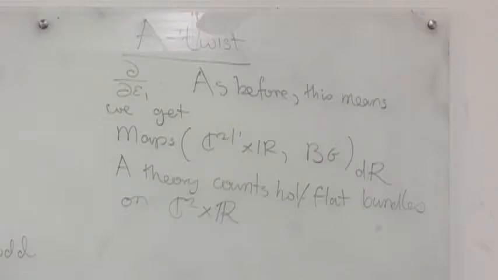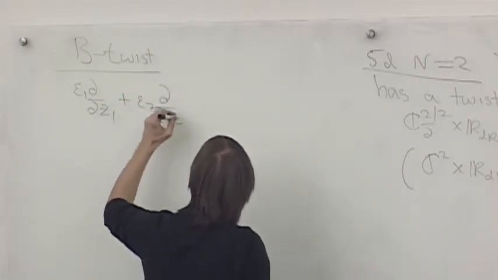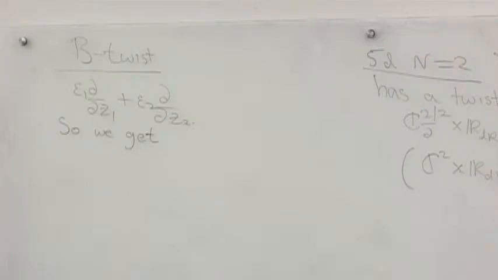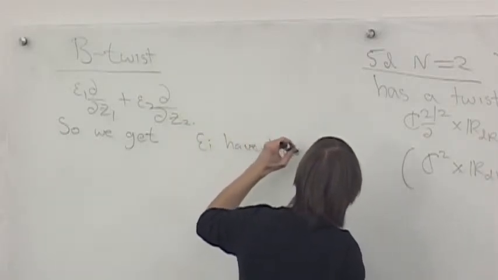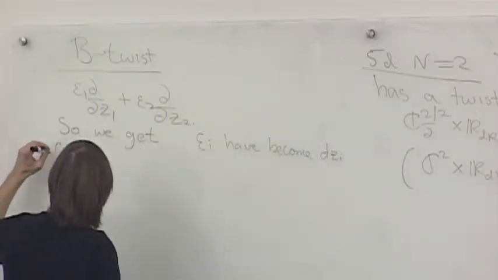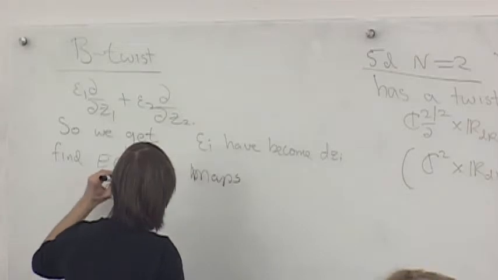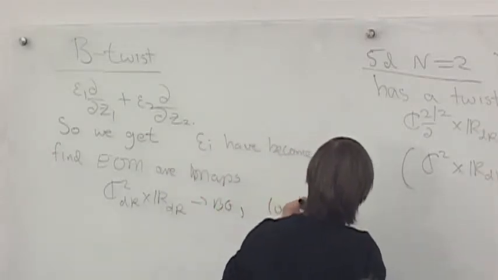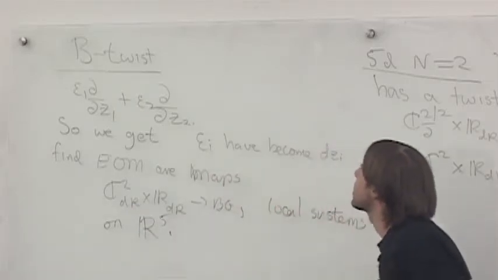What else do we have? We have the B twist. Here we take the supercharge, which is epsilon 1 d by dz 1 plus epsilon 2 d by dz 2. So what does this do? Really, the epsilon i's have become dz i's, and we find that the equations of motion are maps from C2 de Rham or R de Rham to BG, i.e. local systems. This is just the 5D analog of Chern-Simons.